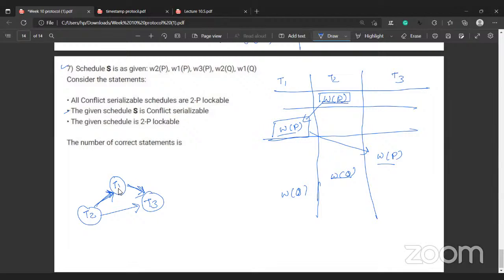So is this graph cyclic or acyclic? It's acyclic. So the given schedule is conflict serializable. Everyone got it? Okay. Now we will see whether the given schedule is 2PL lockable or not. Okay. Let me erase.